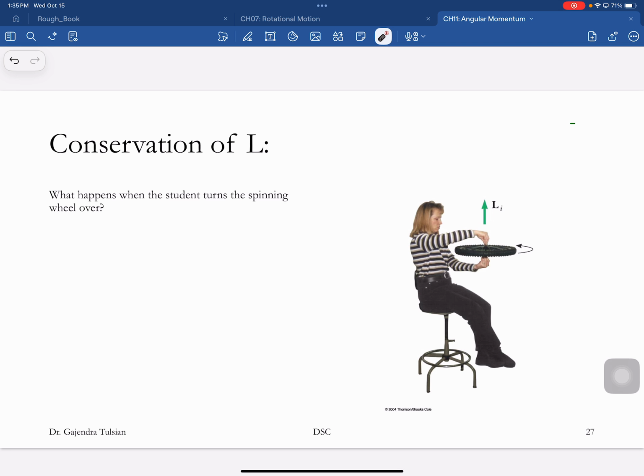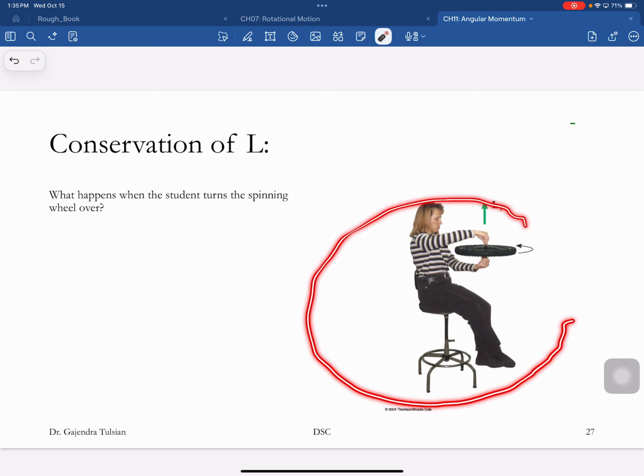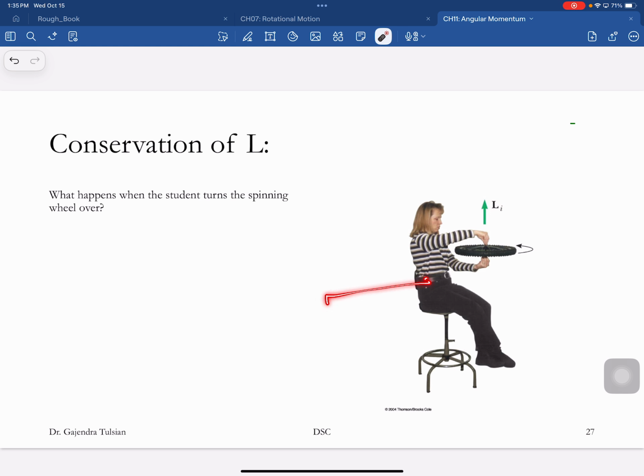So let's see what's going on. All right, so she's got this wheel spinning like that. There's the angular momentum of this system. There's no external torque acting on the system. So whatever the system does, what should be true? The angular momentum of the system should be constant.